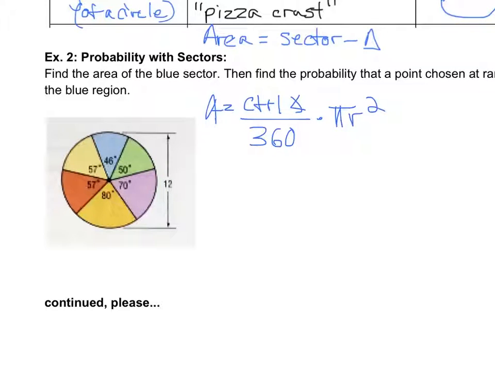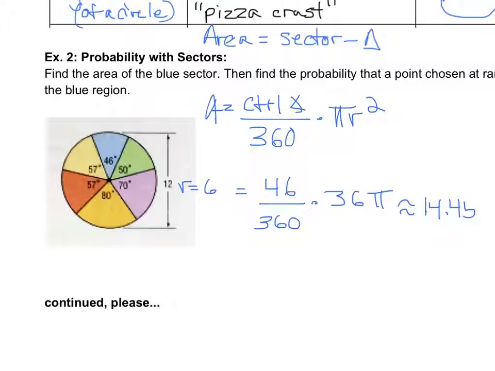Now we're told that the diameter of this circle is 12, so that means the radius is 6, and the blue sector has a central angle of 46 degrees, so 46 out of 360 is going to be multiplied by 36 pi, or pi times 6 squared. And when we go ahead and calculate that out, we get 14.45 units squared. So that's the first part, just find the area of the sector.